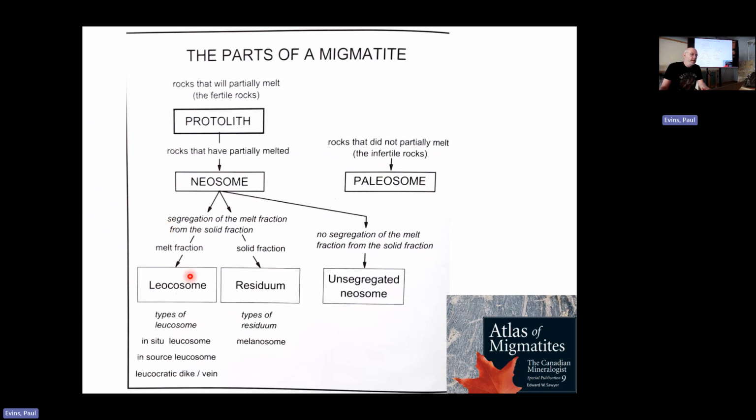And then the neosome can be divided up into leucosome, residuum, or melanosome. So these are the biotite-rich layers I was showing you there. Leucosome is the light-colored melt layers. And then there's unsegregated neosome, which is a little bit of what I showed there in the tunnel and even in those drill cores. The melt hadn't really gotten out of it yet. It was still sitting there with the big blobs, and even what I've shown in the big rock is a bit unsegregated.